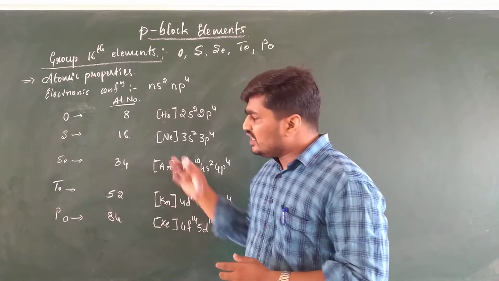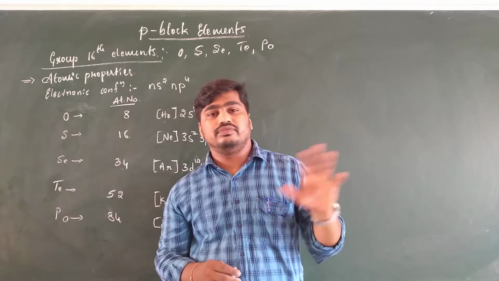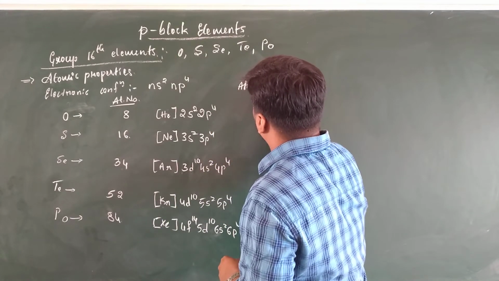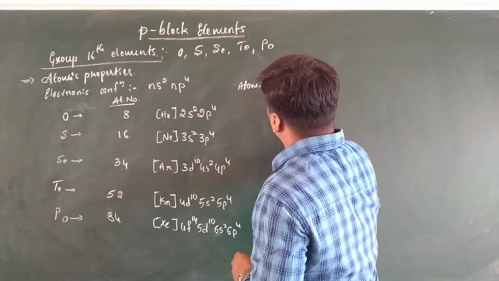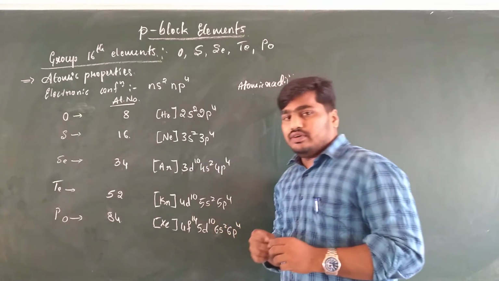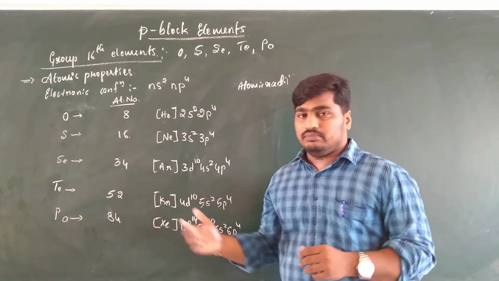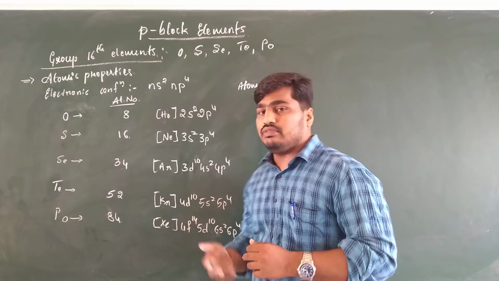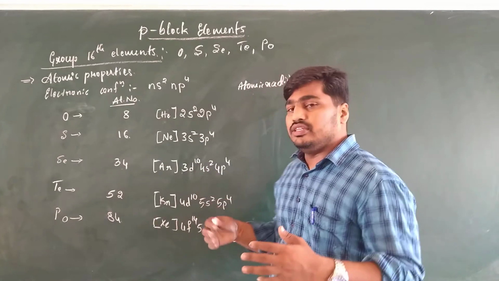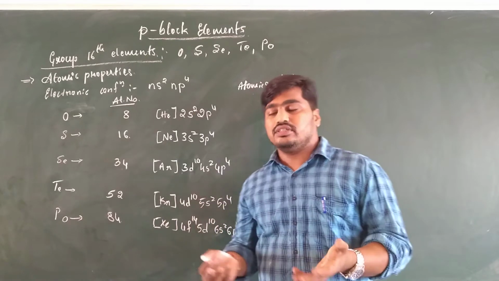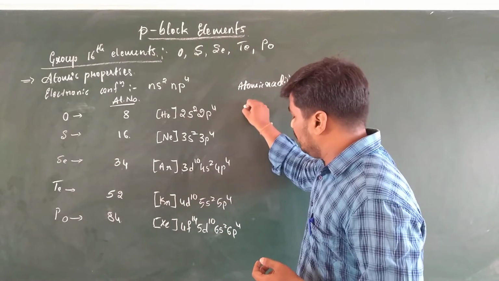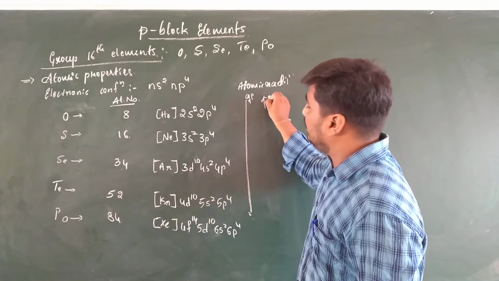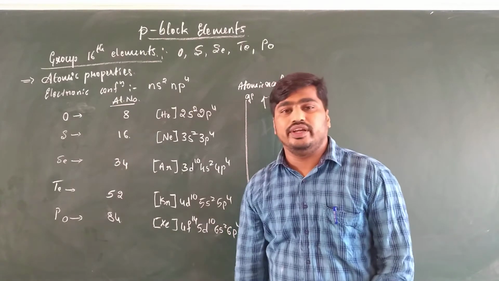Okay, let us discuss a few atomic properties of these elements. The atomic radii: how do they vary? When we observe the electronic configuration or atomic number, it is clear that the number of electrons increases. Because of the larger number of electrons, the orbitals increase, size increases, volume increases. Because of that, down the group, atomic radii increases.